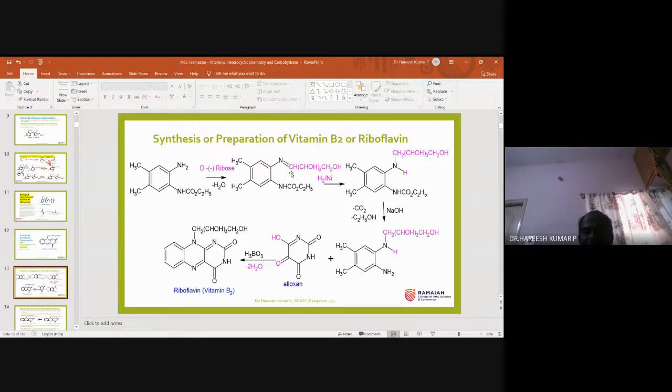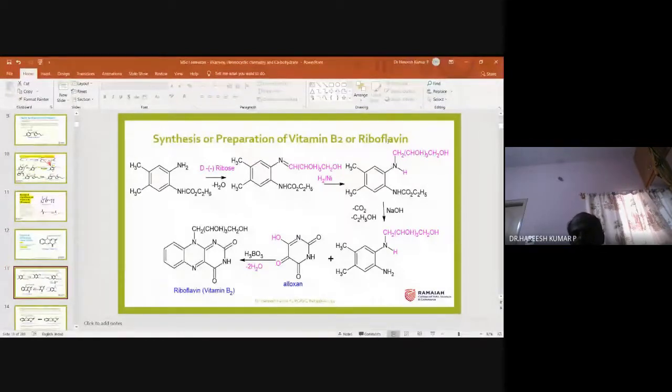Then what will happen? This Schiff base is treated with hydrogenation in the presence of a catalyst. I think you know catalytic hydrogenation: addition of hydrogen in the presence of a catalyst. It means hydrogen is added to this double bond, converting it into a single bond, NCH2NH. Converting the double bond into a single bond, that is hydrogenation. H2 is added, one H here, one H here. So that's what I have written here.